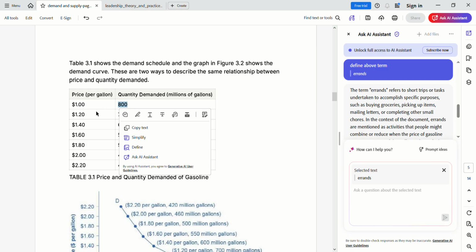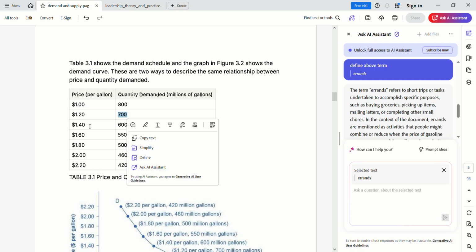So we see that if the price increases 20 cents, from $1 to $1.2, the demand for gasoline will decrease by 100 million gallons. Again we see that the price per gallon increased 20 cents, from $1.2 to $1.4. The demand for gasoline decreased from 700 to 600 million gallons.